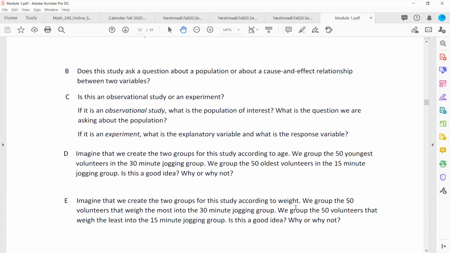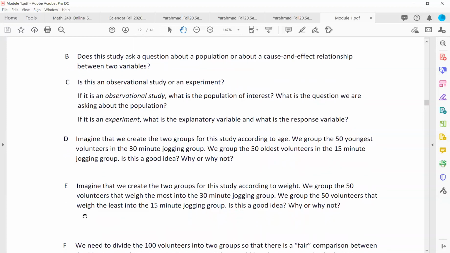E, imagine that we create the 2 groups for this study according to weight. We group the 50 volunteers that weigh the most into the 30 minutes jogging group. We group the 50 volunteers that weigh the least into the 15 minutes jogging group. Is this a good idea?